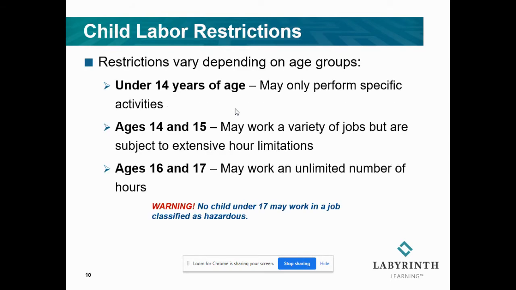Child labor restrictions include anyone working under 14 years of age. They can only perform certain type of activities like a paper boy, delivering newspapers. You got 14 and 15. They can work a variety of jobs, but are subject to different type of hour limitations. Depends on the state. And you have 16 and 17. They may work an unlimited number of hours. So keep that in mind.